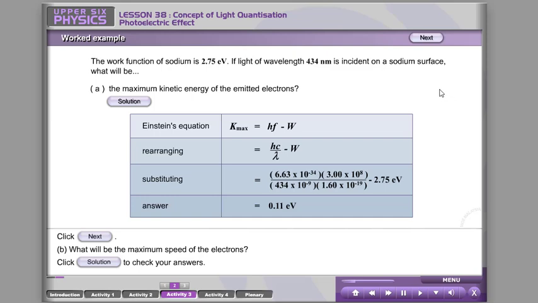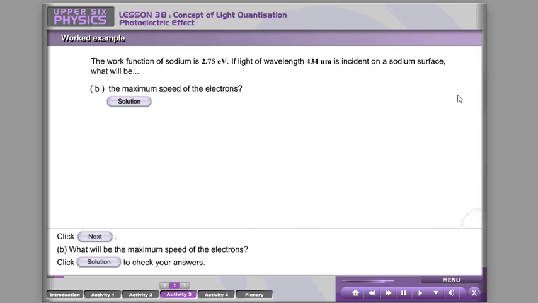Click the Next button. B. What will be the maximum speed of the electrons? Click the Solution button to check your answers.